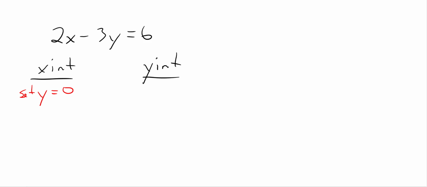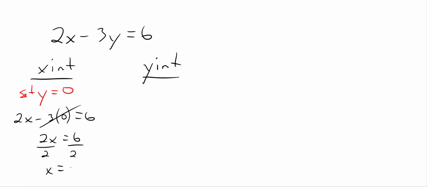So let's do that. Okay, that's going to be 2x. There's nothing here for x. You're just setting y to 0. So it's minus 3 times 0 equals 6. Now the beauty of setting something equal to 0 is it just cancels out. That's gone. So really you get 2x equals 6. And then you guys should know how to solve. Divide by 2, x is 3.